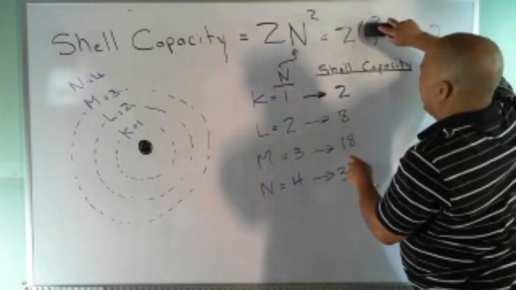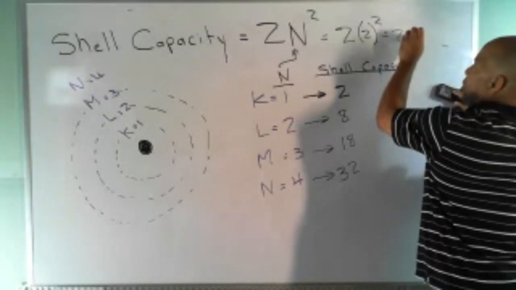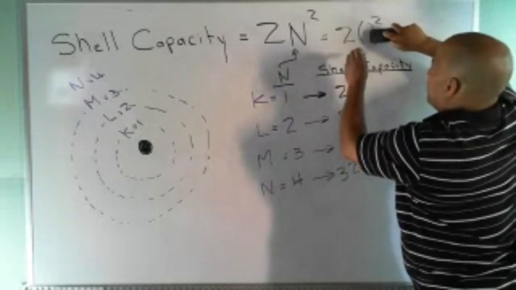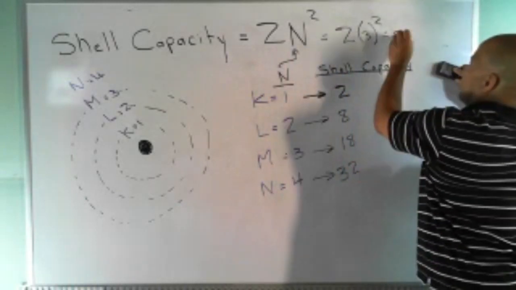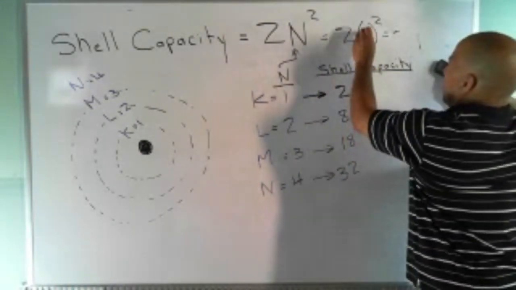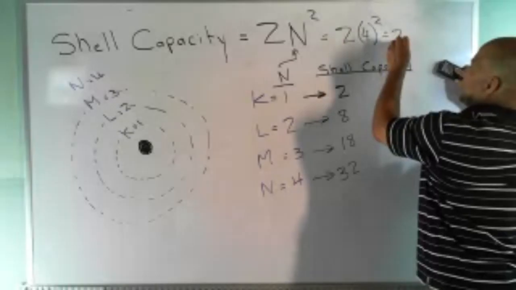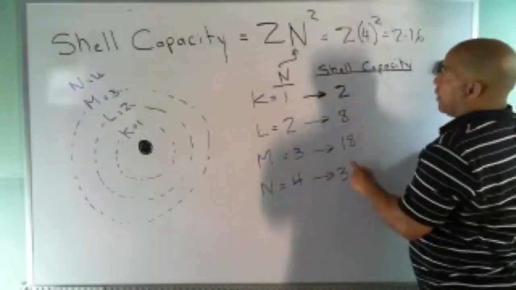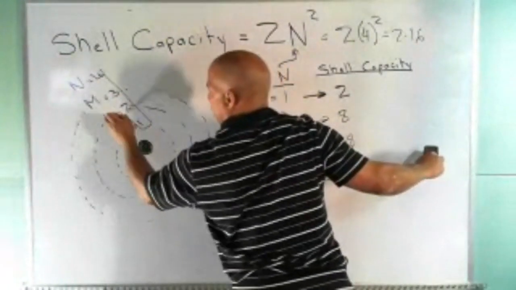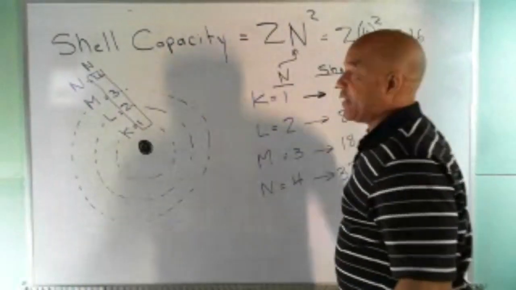But if I go to L, put a 2 in there, then I get 2 times 2 squared. 2 squared is 4. That gives me 8. You see what I'm doing? Yes. Put 3 in there, I get 3 squared, which gives me 2 times 9. That's 18. And on the last one, we put a 4 in there. 4 squared is 16. That's 2 times 16, that's my 32. So that number n is just the shell number right here. Does that make sense now?